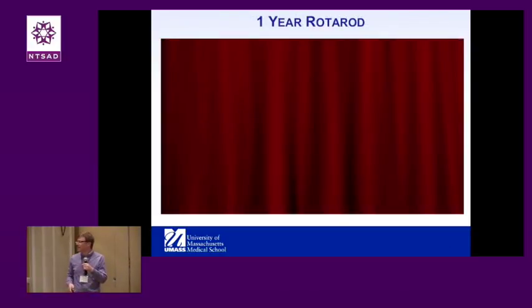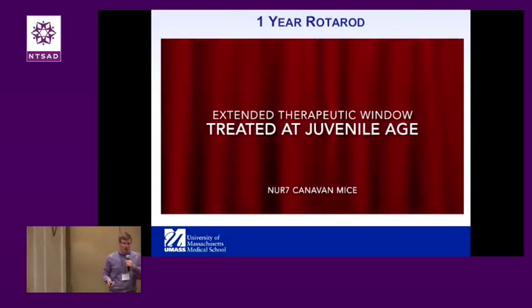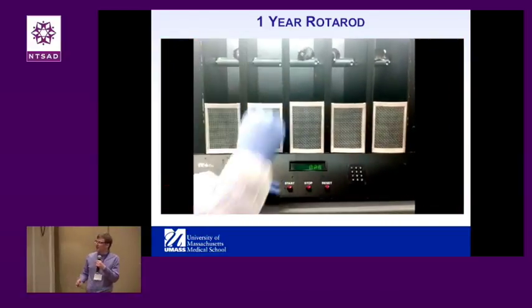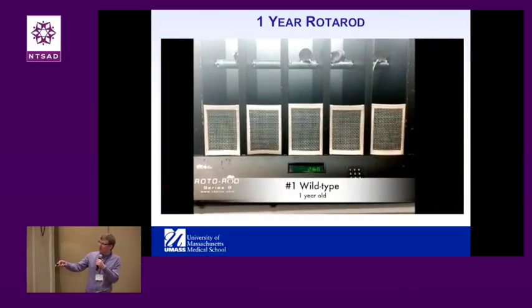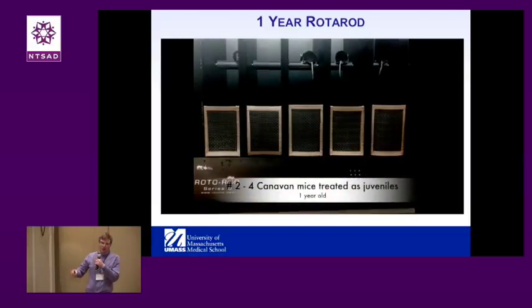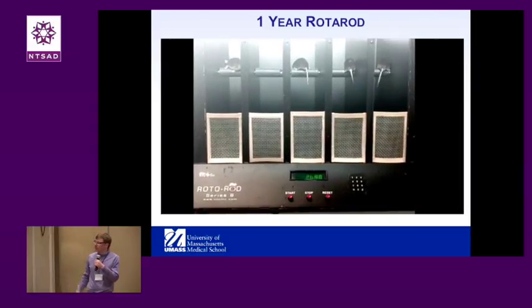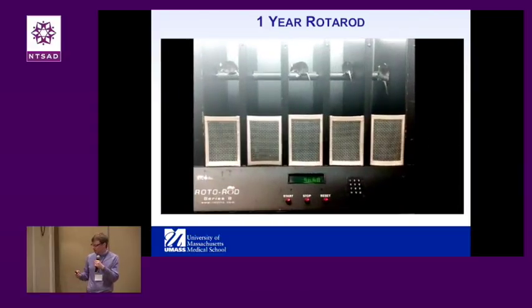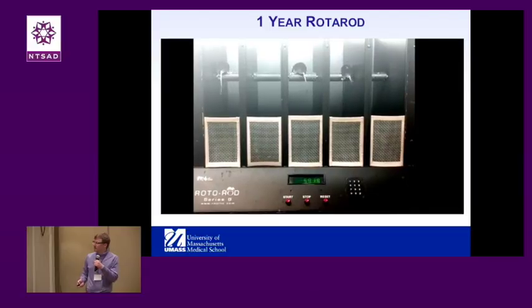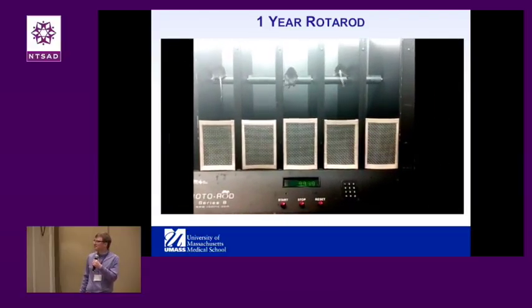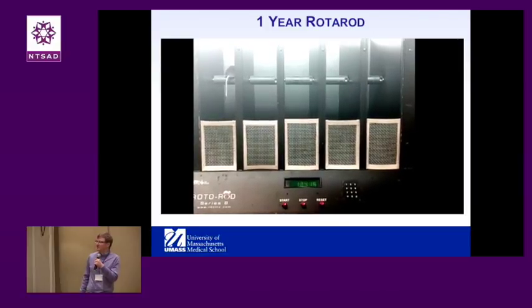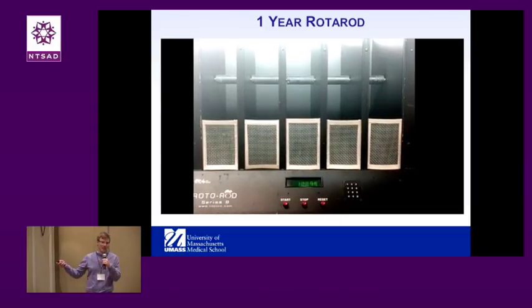Okay, next. And then we also tested them on rotor rod, of course. So here you have a wild-type mouse, and these are 3 different mice, all CANAVAN mice, all treated at juvenile age. This one drops early. So you can see they're pretty close together in comparison to the wild-type mouse.